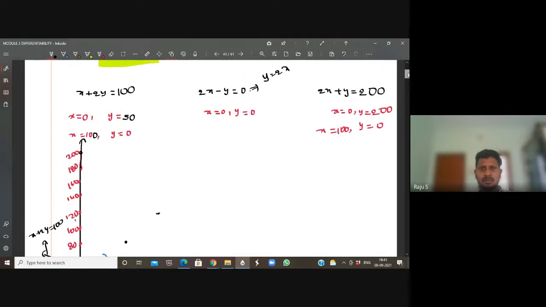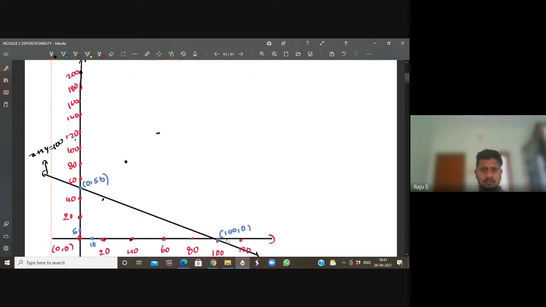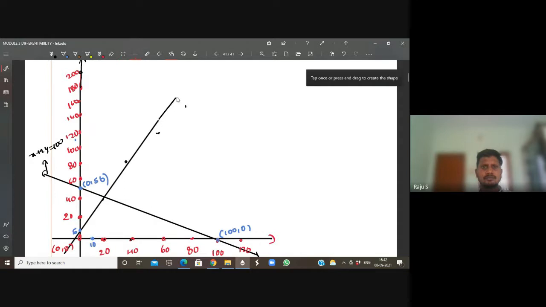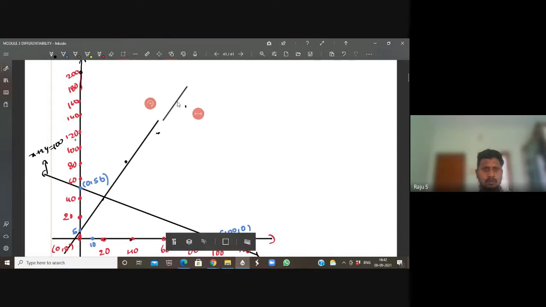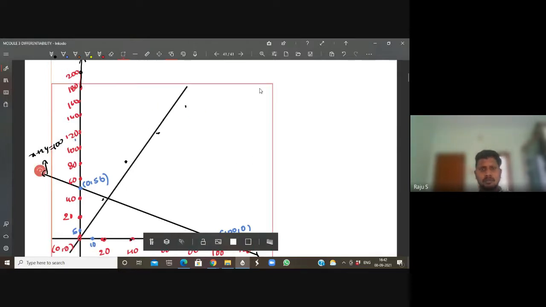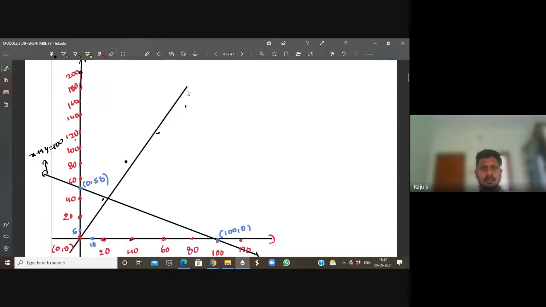I'm going to take, is it okay? Shall I take 60, 80, 160? So like that, you can join all these points by a line. This is the line which is passing through the origin. This line equation is 2x minus y is equal to 0.